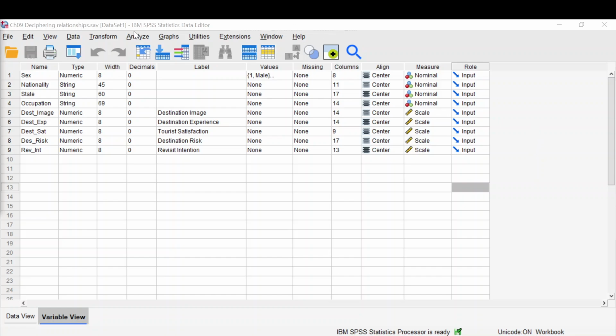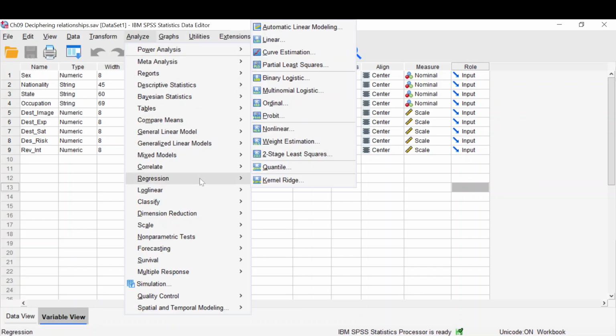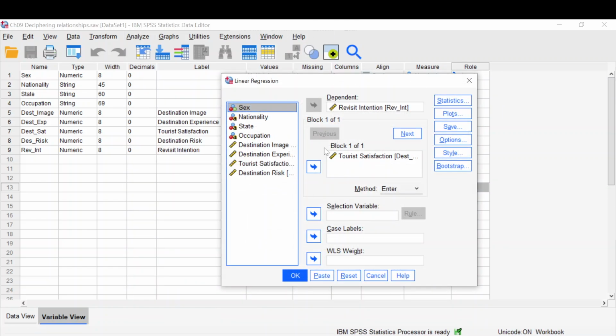So we'll come back into analyze. We'll go to regression, and it's still a linear regression. In other words, we're still trying to look at whether there's a straight line relationship between those variables and revisit intention. So we'll go to linear, and we still have our information plugged in from the last video.